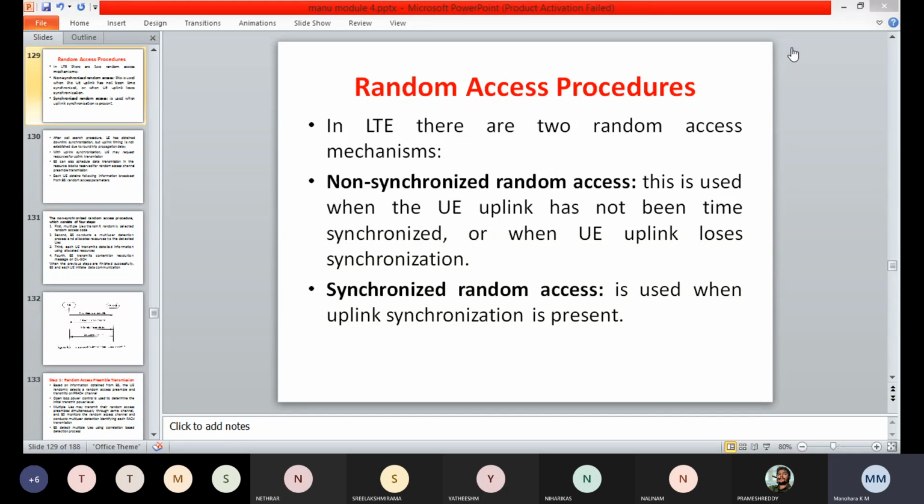So can anyone tell which are the two scheduling algorithms which are used in the LTE? Scheduling algorithms. Which are the two scheduling algorithms? Anybody?